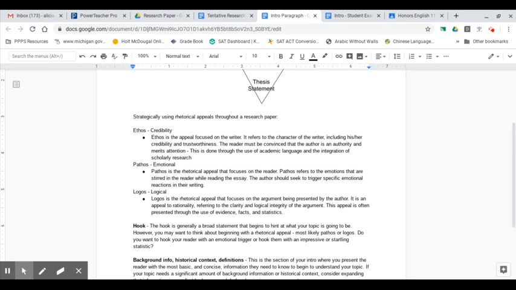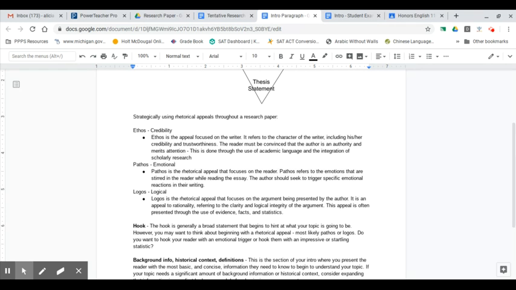Ethos is credibility. So ethos is the appeal focused on the writer, so you. It refers to the character of the writer, including his or her credibility and trustworthiness. So you are actually trying to build your own credibility within the paper. The reader must be convinced that the author is an authority and merits attention. This is done two ways: through the use of academic language and the integration of scholarly research.